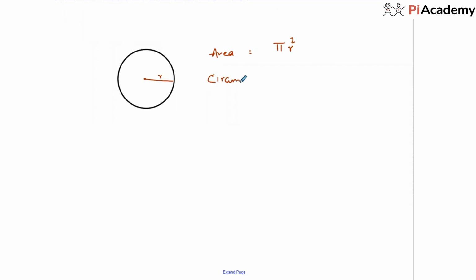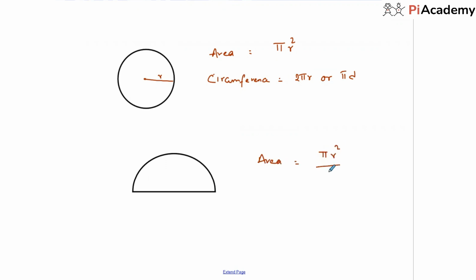The circumference is 2 pi r or pi d. That's for a circle. Next, if you have a semicircle, the area would be pi r square divided by 2, and the circumference would be 2 pi r divided by 2, that is pi r plus 2r. There are two radiuses here. This is 2 pi r divided by 2, that is basically pi r plus 2r.